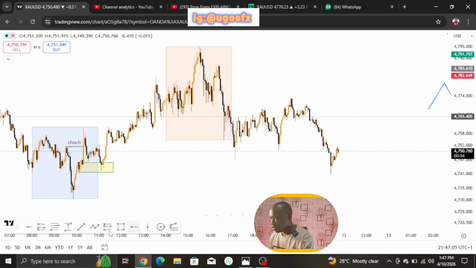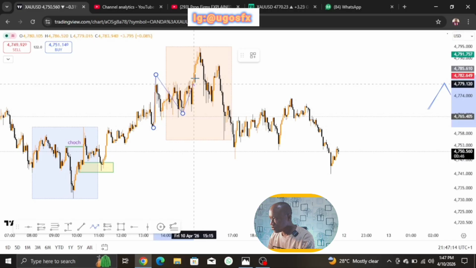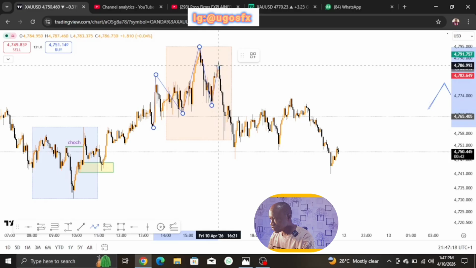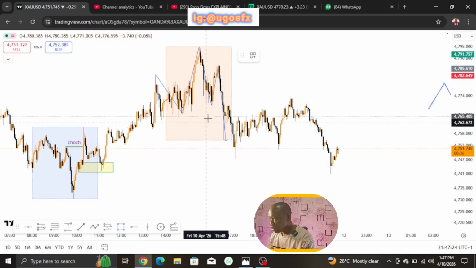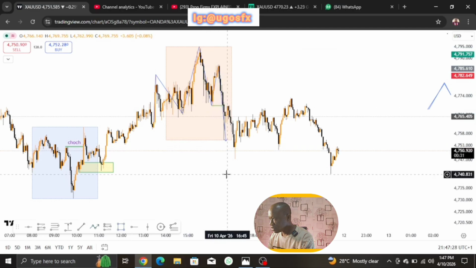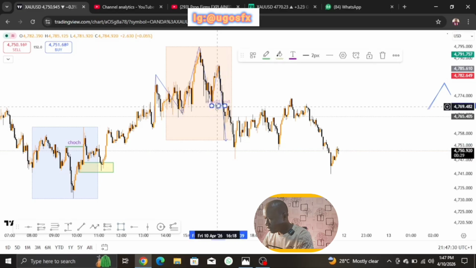When you look at this zone, you notice that price was moving up, creating higher highs and higher lows. Okay. And at this zone, there is a shift in market structure here. Price closed and created a lower low. This place, there is a shift in market structure.